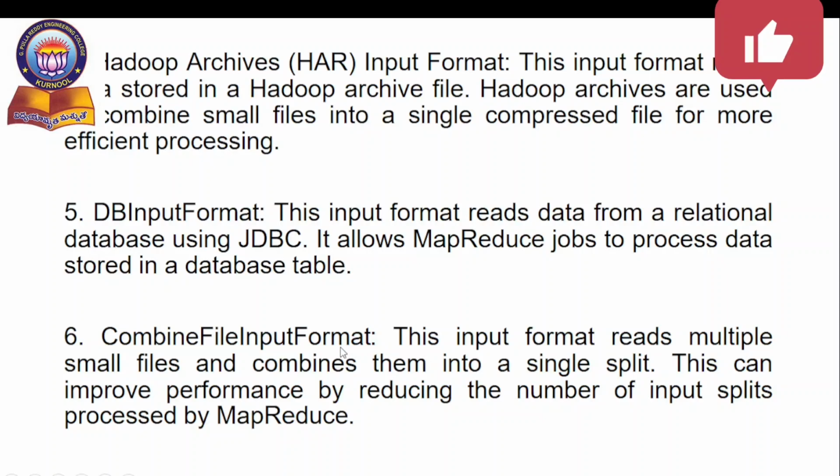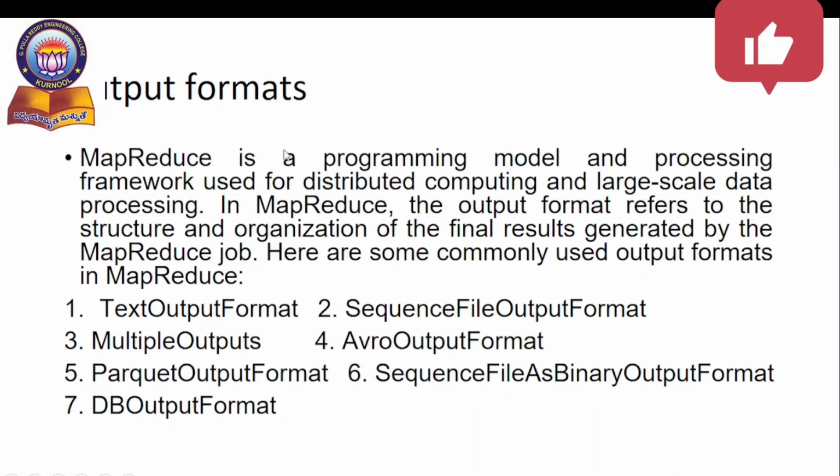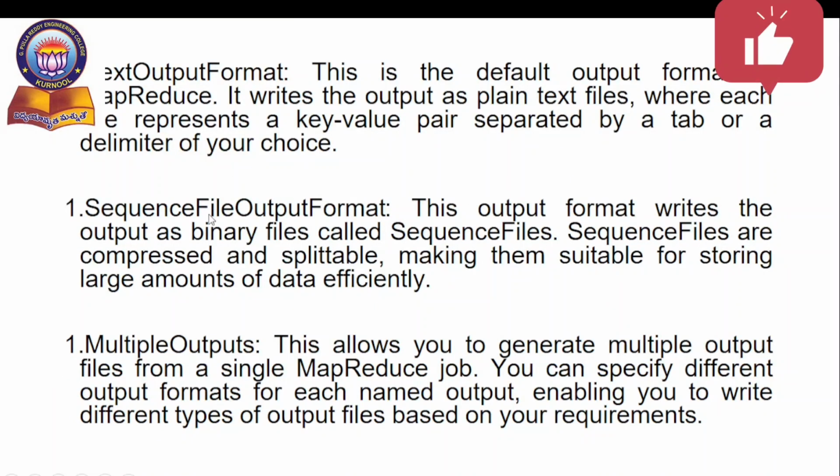A combined file input format. This input format reads multiple small files and combines them into a single split. This can improve performance by reducing the number of input splits that are processed by a MapReduce job. And there are different output formats. So the different output formats we have here are text output format, sequence file output format, multiple outputs, Arrow output format, Parquet output format, sequence file as binary output format, and DB output format. So let's see one by one.